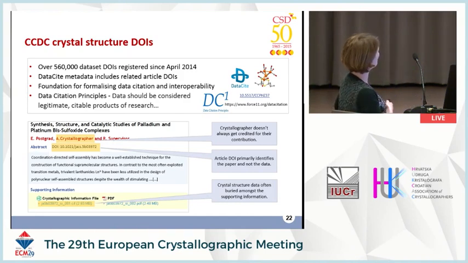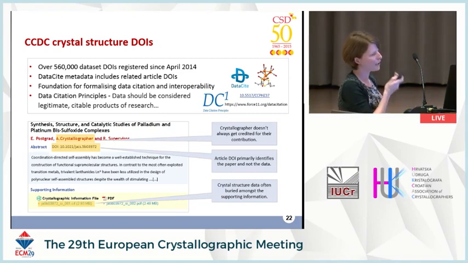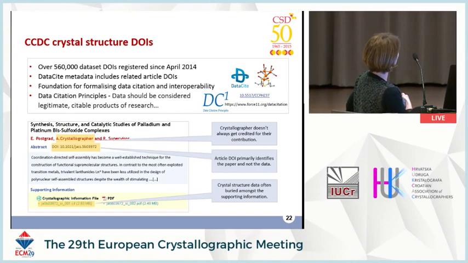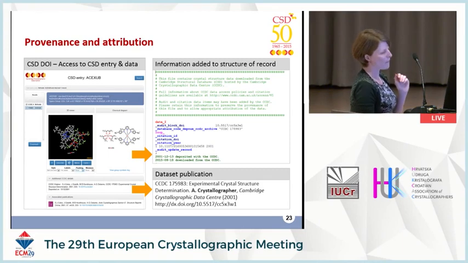So if we think about a typical publication, we have a list of authors, and the list of authors might not necessarily include the crystallographer, so they don't always get credit for their contribution. The DOI associated with an article doesn't identify the data, it identifies the paper, and sometimes if the CIF file is uploaded with the publication, it can be buried away in supporting information. So I think assigning DOIs helps pave the way.